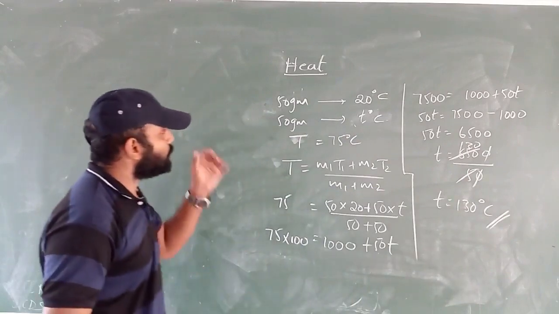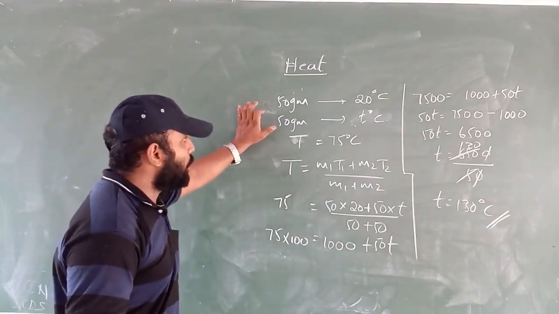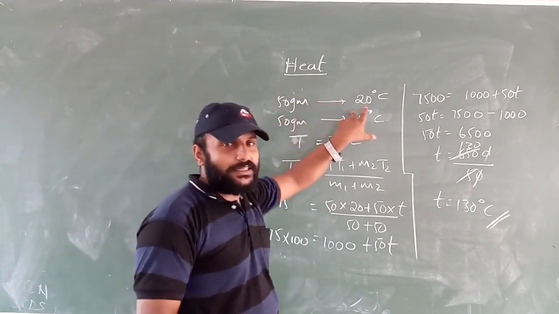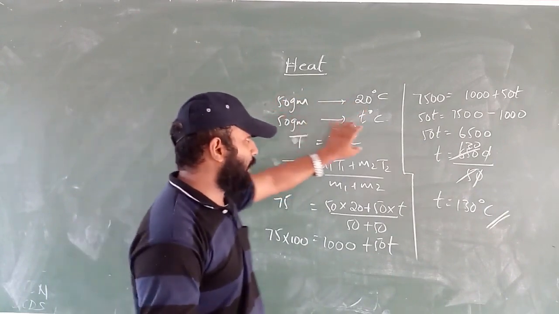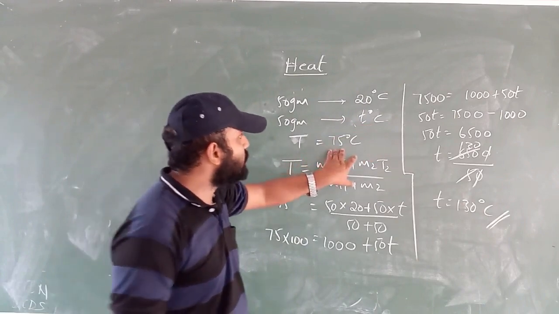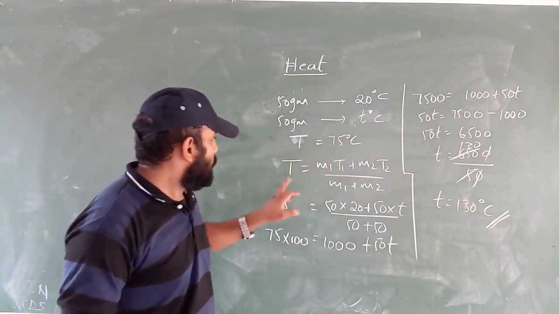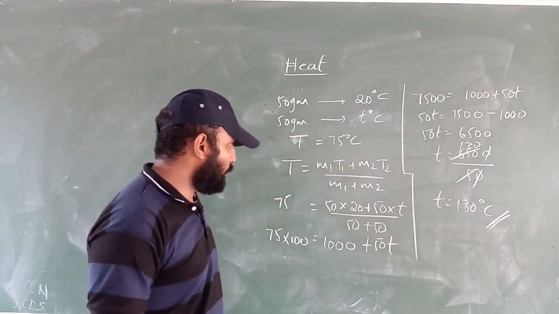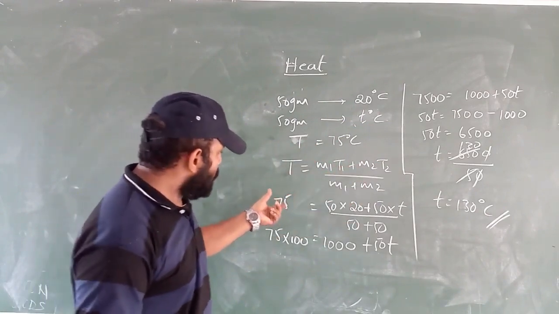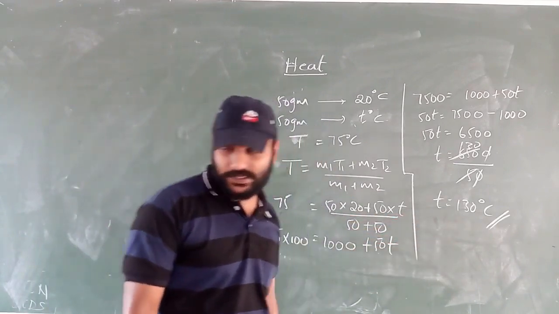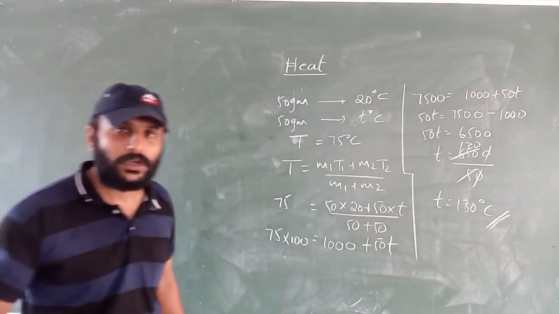Understood. So what have you got? 50 grams of mass at 20 degrees Celsius is given, 50 grams of water at T degrees Celsius is given, and the temperature of mixture is given as 75 degrees Celsius. So T is equal to M1 T1 plus M2 T2 by M1 plus M2, the temperature of mixture formula. When you substitute these values, you get T is equal to 130 degrees Celsius. Understood?